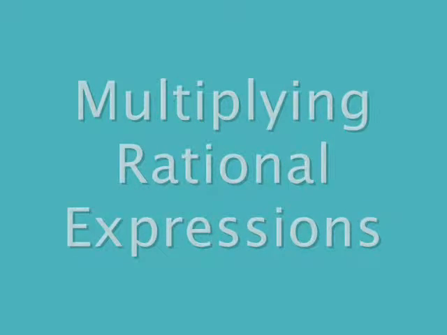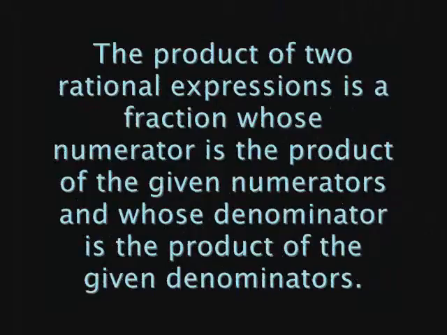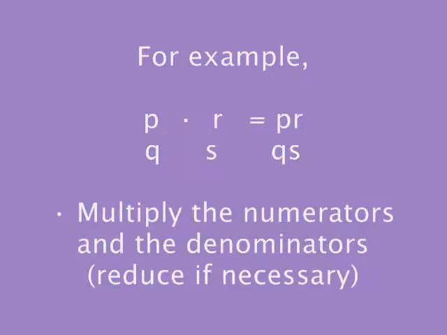Multiplying rational expressions. The product of two rational expressions is a fraction whose numerator is a product of the given numerators and whose denominator is a product of the given denominators. For example, p over q times r over s equals pr over qs.